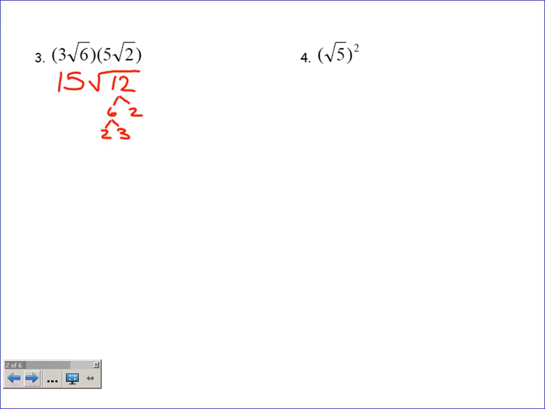2 and 2 is a pair. So I'd have 15 times 2 square root of 3. What's 15 times 2? 30 square root of 3. Great job.